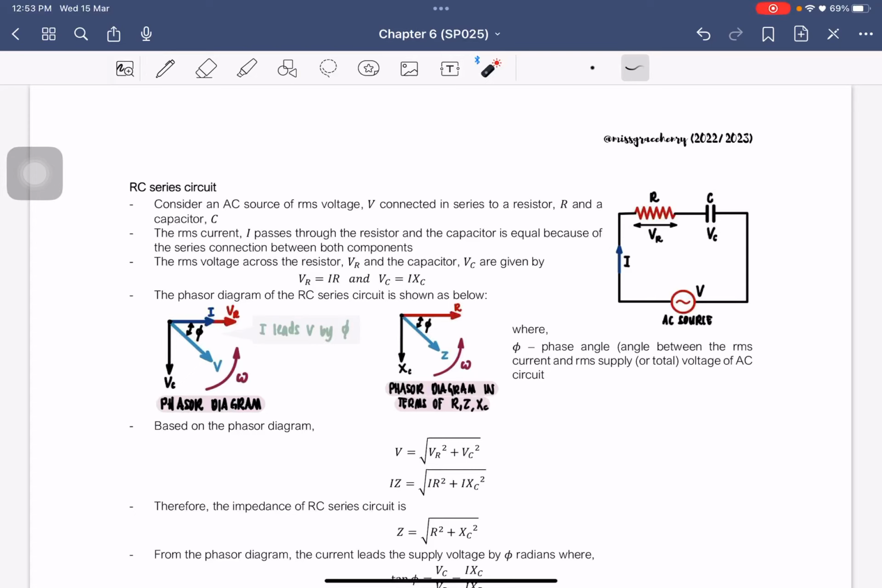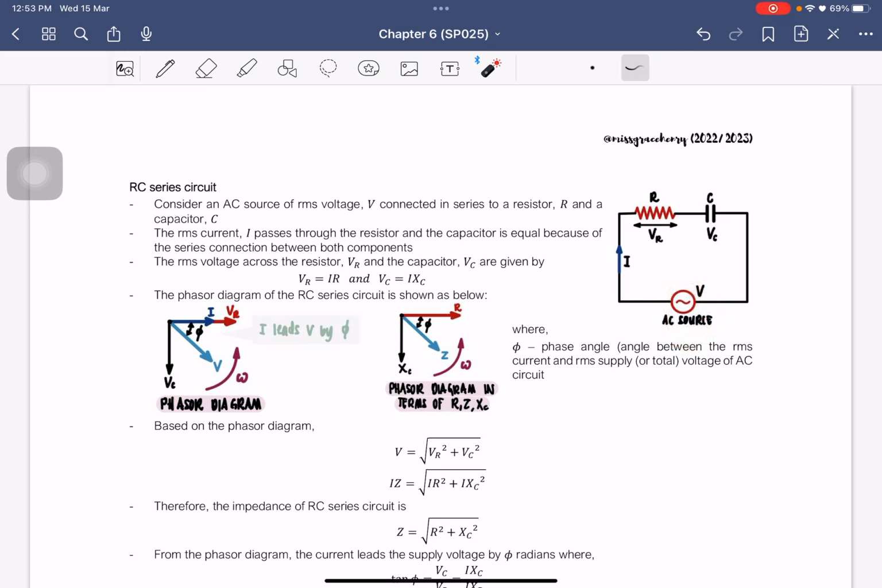Okay, let's look at our RC series circuit. So this is a combination of resistor and capacitor lah. So as you can see here, the RMS current passing through the resistor and capacitor will basically be equal sebab they are connected in series. Lepas tu, the RMS voltage across the resistor VR and VC are given by IR and IXC lah. Okay, so V ni walaupun tidak tulis RMS, they basically RMS lah sebab this is an alternating source.